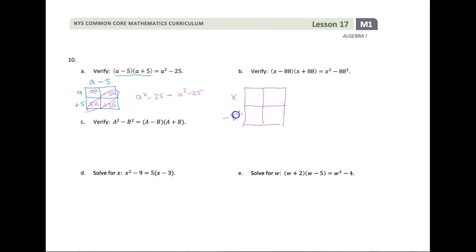x minus 88, x plus 88, and what we have is x squared, 88x, negative 88x, and negative times a positive, 88 squared. Another set of zero pairs, that's gone, equals x squared minus 88 squared. Match right here and right here. Yay! And so, of course, if we're going to do that, we need to look at a general rule.